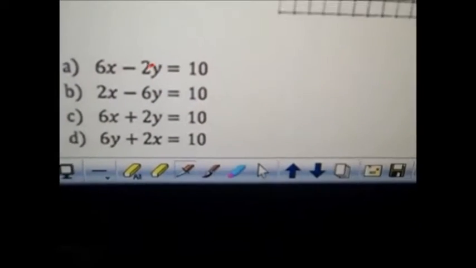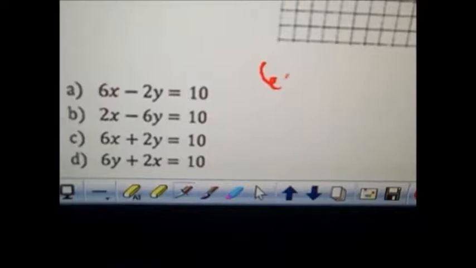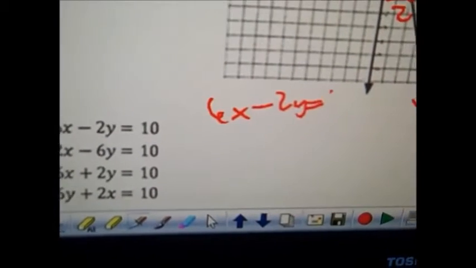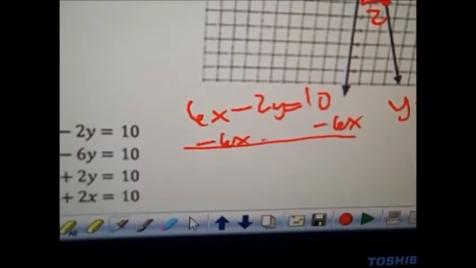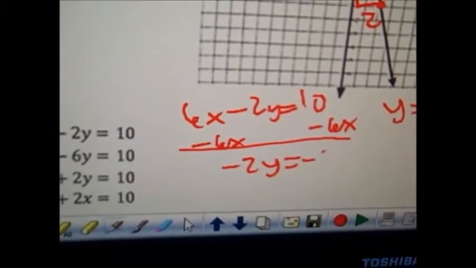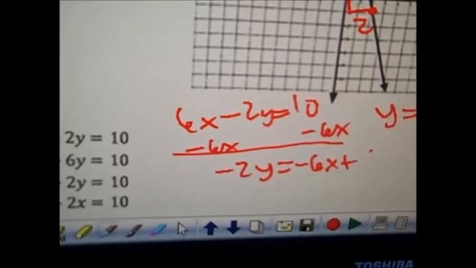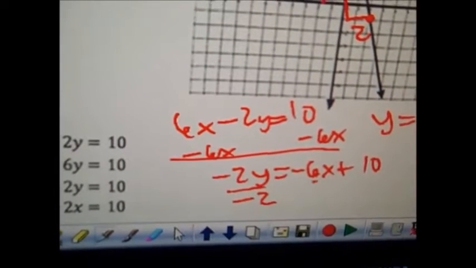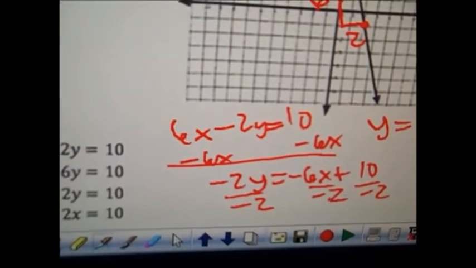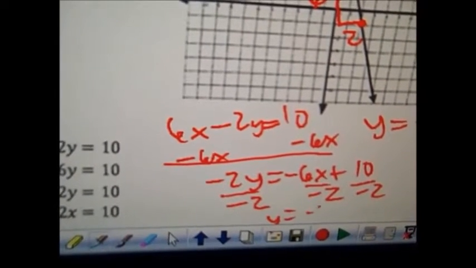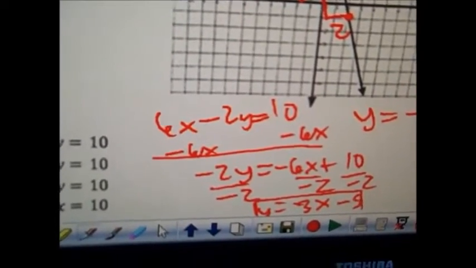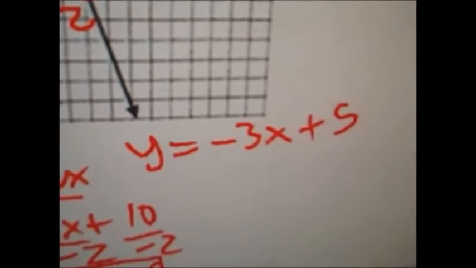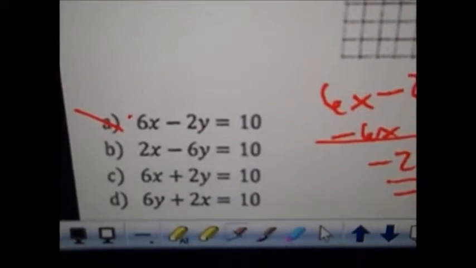You need to change these to slope-intercept form. For example, the first one, 6x minus 2y equals 10, minus 6x on both sides. You get negative 2y equals negative 6x, right there, plus 10. Divide by negative 2. This will be y equals negative 3x minus 5. But we need negative 3x plus 5. That's not it.